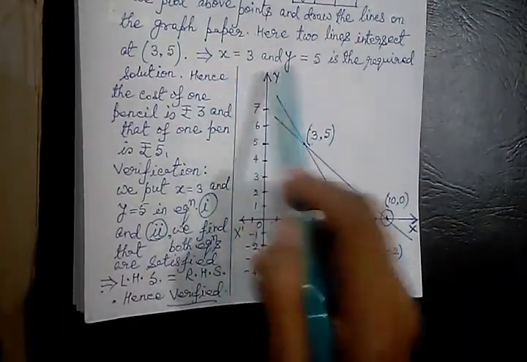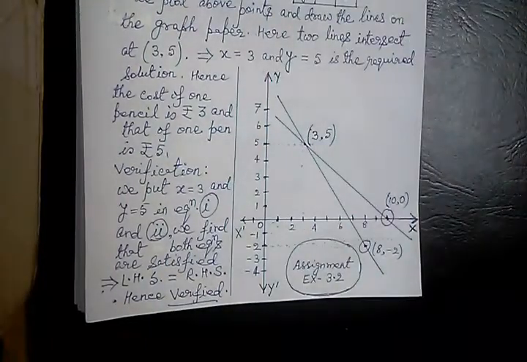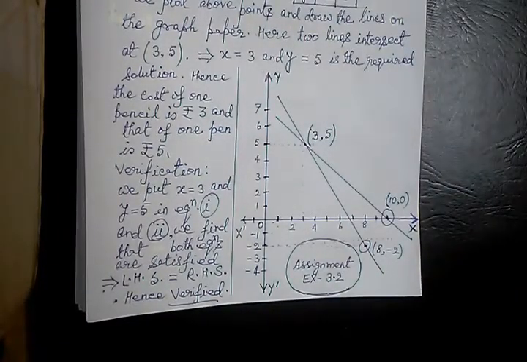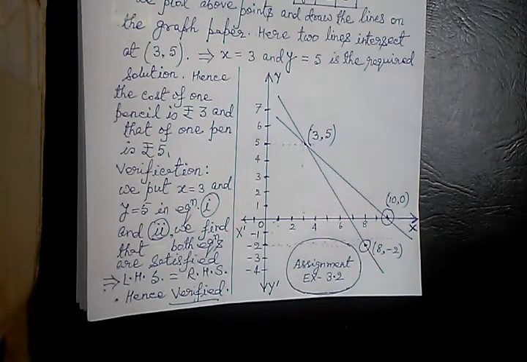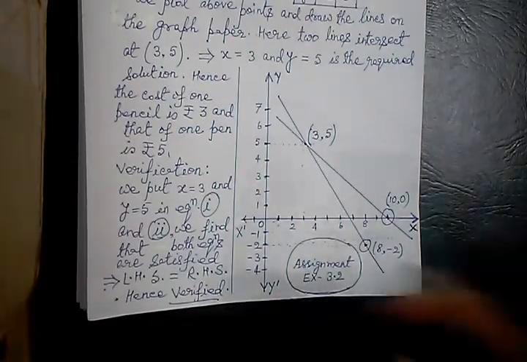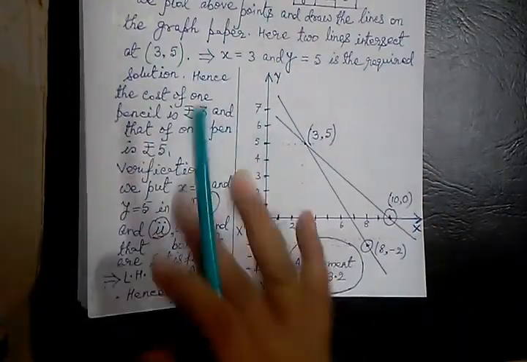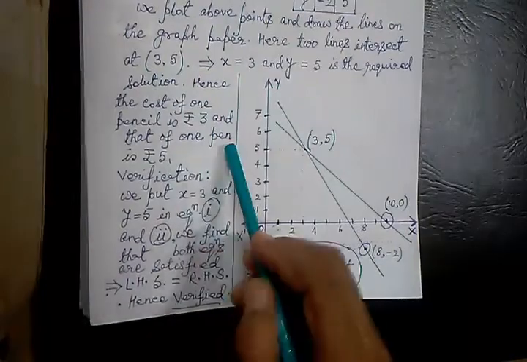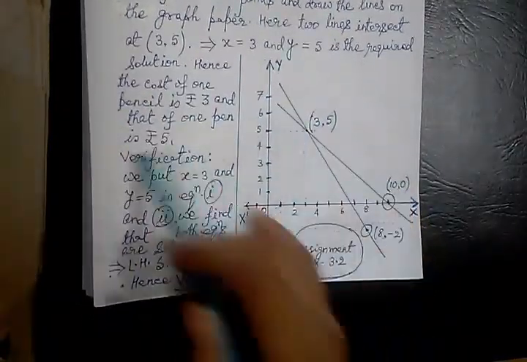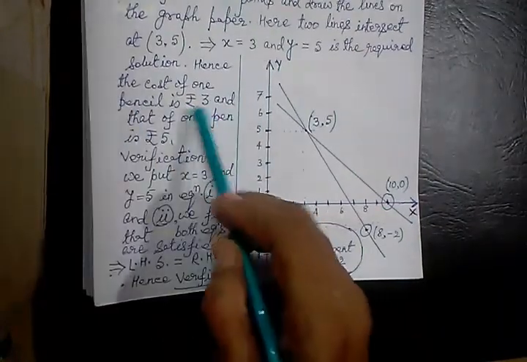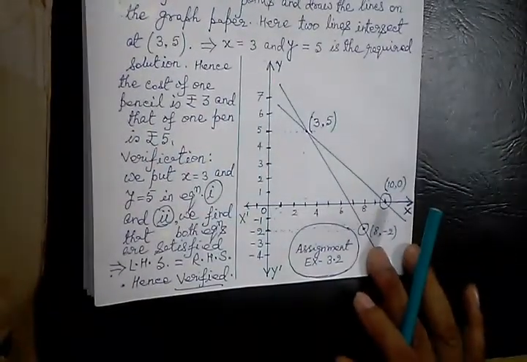Do not leave this question at x equal to 3 and y equal to 5, because in the question it is not asked what is the value of x and y. X and y are your assumption. You have supposed it, so you have to convert this back to its meaning: x is the cost of pencil and y is the cost of pen. So you write in this manner: the cost of one pencil is rupees 3 and the cost of one pen is rupees 5.